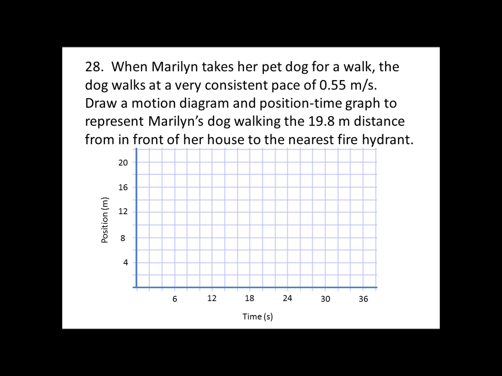So I'm going to draw a green line. Remember, this is a position time graph, so it should be in green, that goes from the origin and it ends just shy of that 20-meter line at 36 seconds.